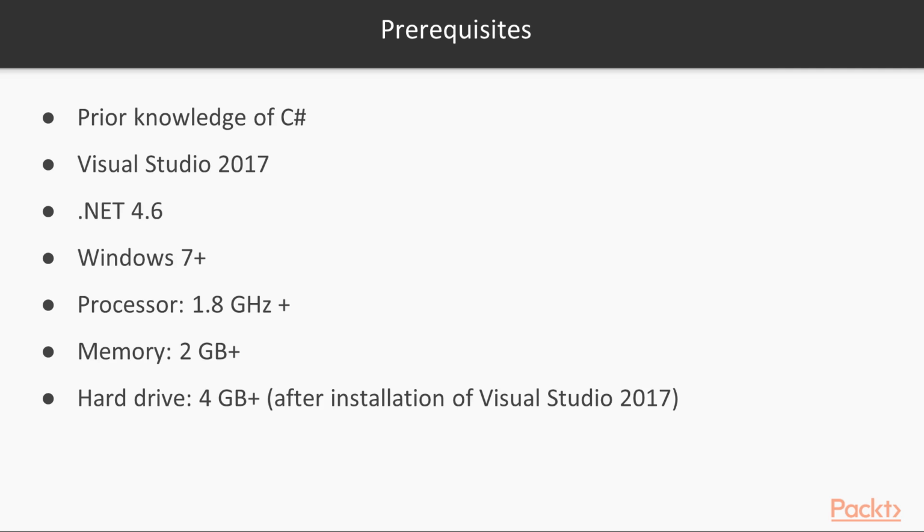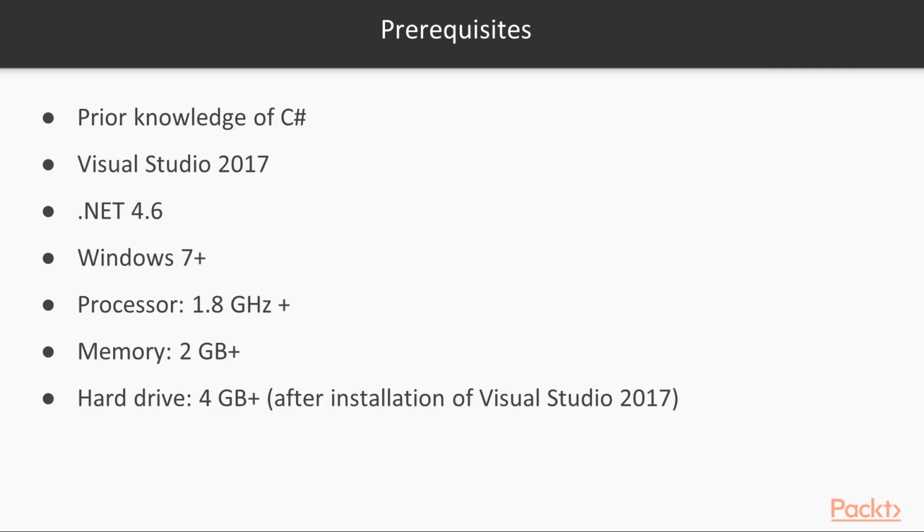The minimum hardware requirements are a Windows machine with Windows 7 SP1 or greater. The processor must be at least 1.8 GHz or faster, and at least 2 GB of memory, and 4 GB of free hard drive space after installation of Visual Studio 2017. Visual Studio typically requires anywhere between 20 to 50 GB of free space, and up to 130 GB if you tick all the boxes.